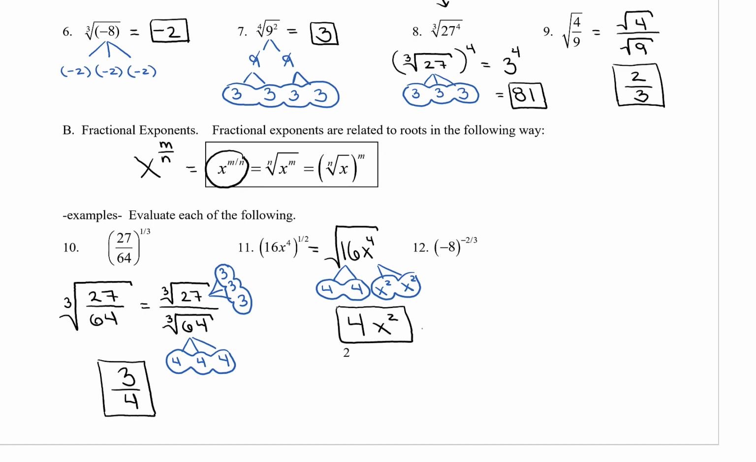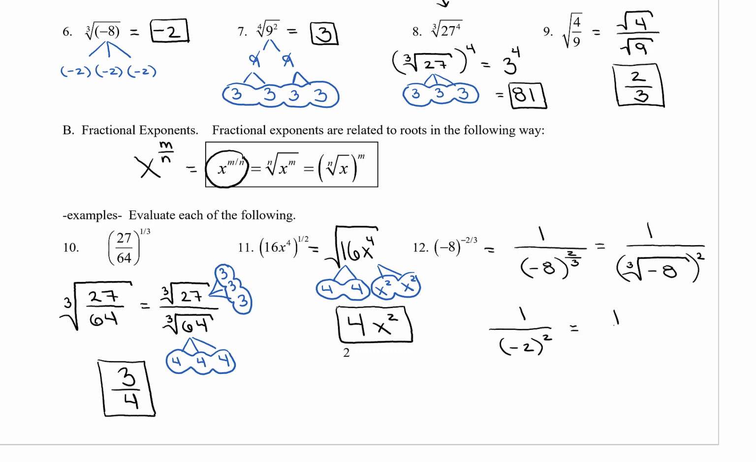Number 12, we got -8 inside parentheses, and then we have this being raised to the -2/3 power. The first thing I'm going to do is get rid of the negative exponent by writing this as 1 over -8 inside parentheses raised to the 2/3 power. Now I'm going to use that rational exponent to rewrite this as 1 over the cube root of -8, and then I'm going to put parentheses around that whole cube root and raise it to the 2nd power. So this will be 1 over -2 inside parentheses squared, and this will be equal to 1/4. And I'm going to put a box around that.